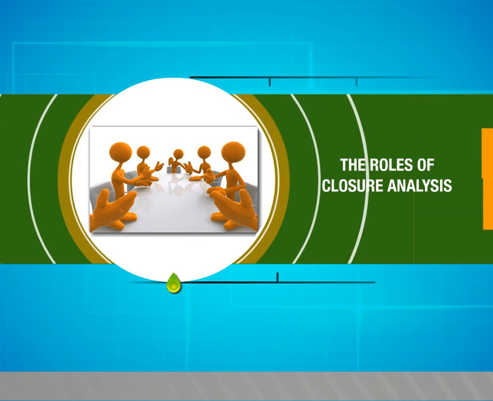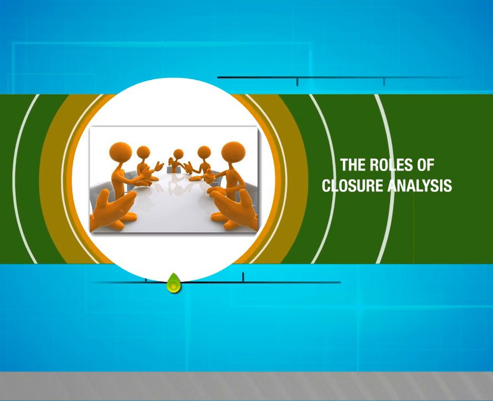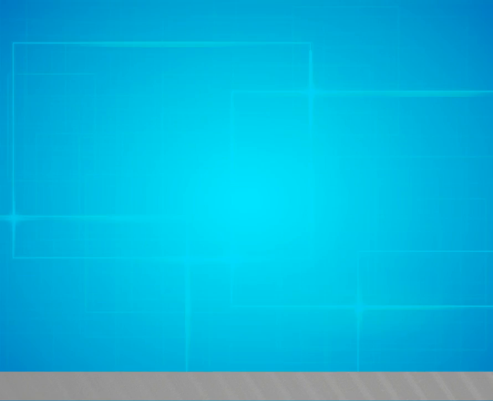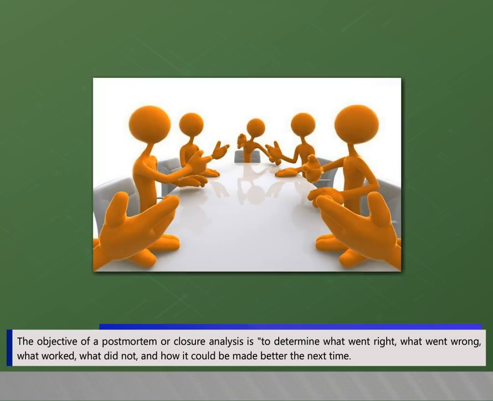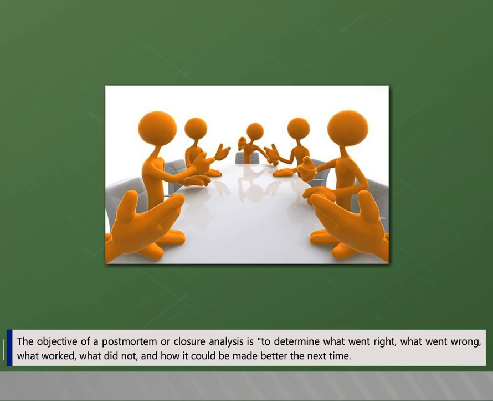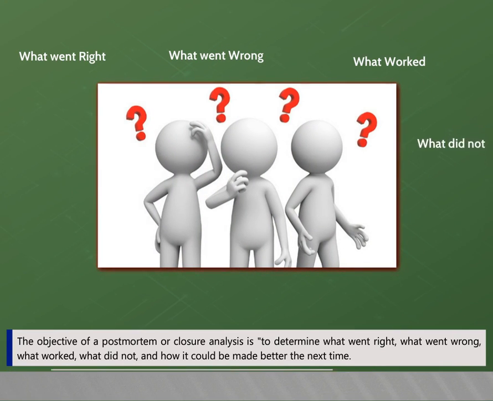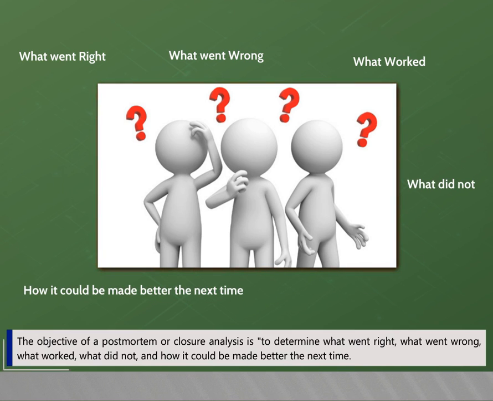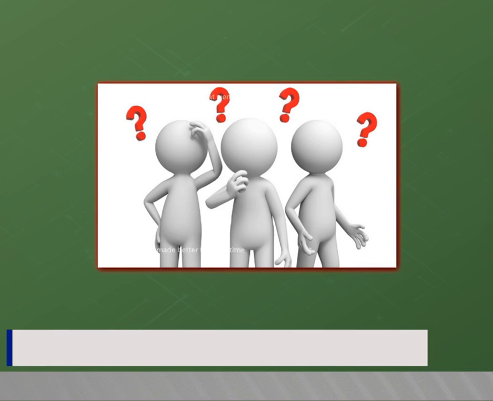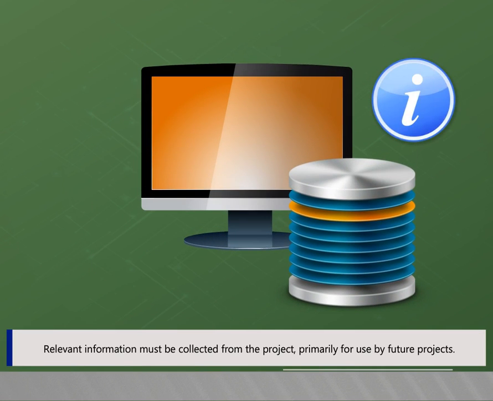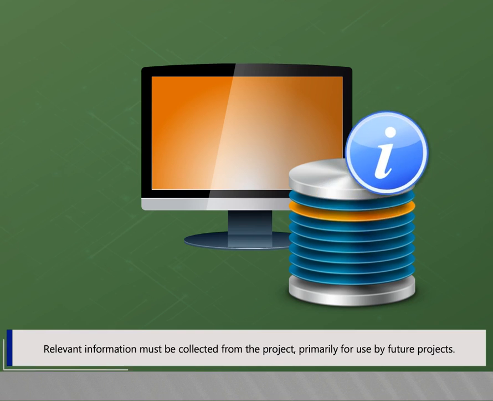The roles of closure analysis. In this video, we are going to see about the roles of closure analysis. The objective of a postmortem or closure analysis is to determine what went right, what went wrong, what worked, what did not, and how it could be made better the next time. Relevant information must be collected from the project, primarily for use by future projects.